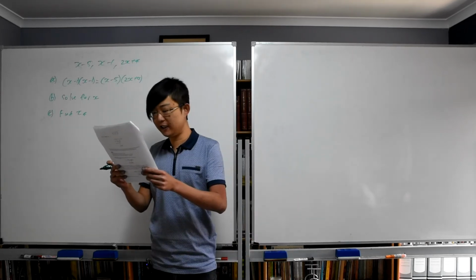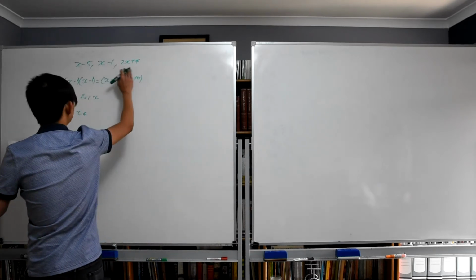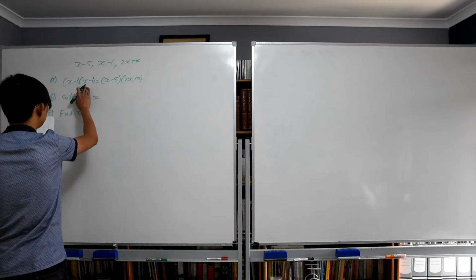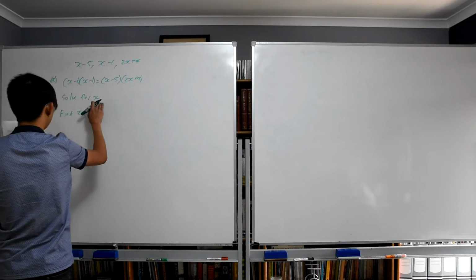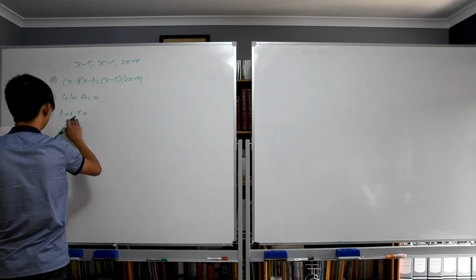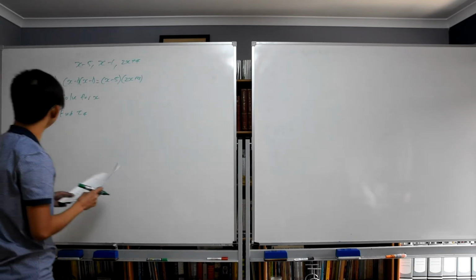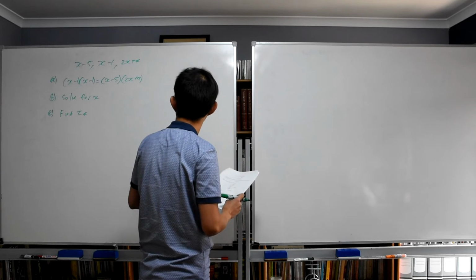The first three consecutive terms of a geometric series are x minus 5, x minus 1, and 2x plus 4. Explain why x minus 1 times x minus 1 is equal to x minus 5 times x minus 4. Also solve for x. Also find the value of the fourth term. Well, as this is a geometric progression, there must be some sort of a common ratio.